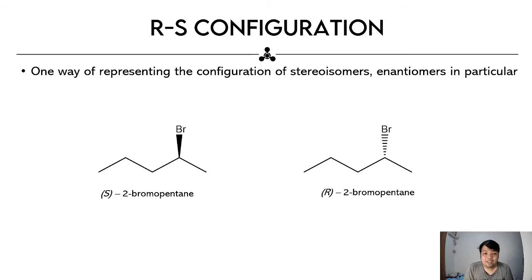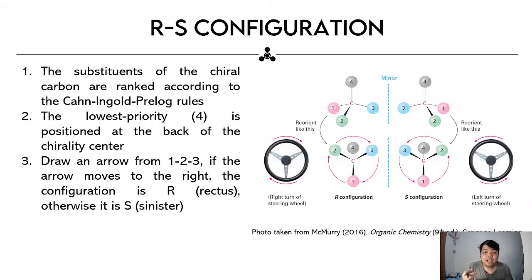Now, how do we assign? RS configurations are actually assigned to your chirality centers. So, how do we assign this RS configuration? The first thing that we're going to do is use the Ingold-Prelog rules in assigning priorities to the substituents on the tetrahedral carbon. I will show you later on how we use the Ingold-Prelog rules for assigning priorities to our substituents.